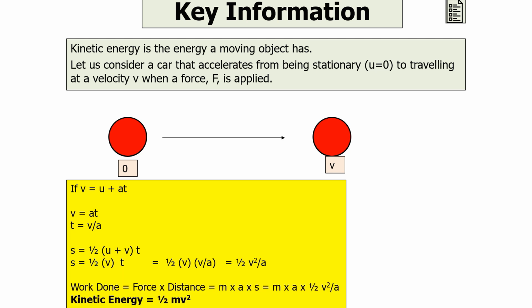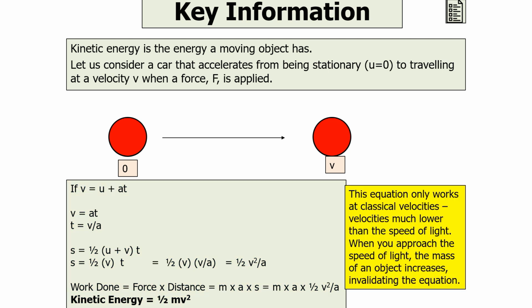Now we know work done is force times by displacement. So we know that the force is mass times acceleration, F equals ma. And we know that the displacement is s. So we know that from the previously it's a half v squared over a. So it's m times by a times by a half v squared over a. So we can then simplify that to say our kinetic energy store is a half mv squared.